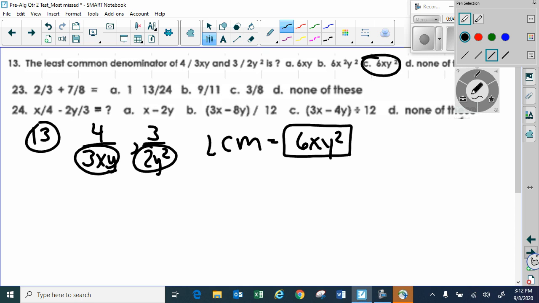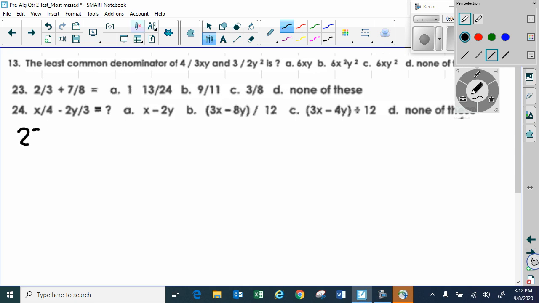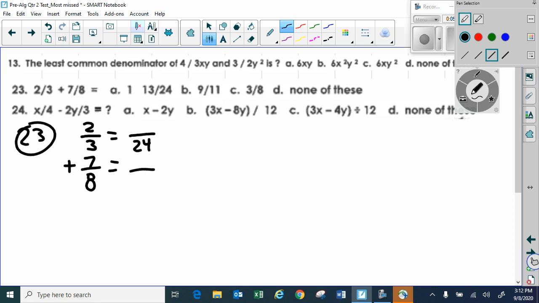Now I'm going to add two fractions. So I'm now applying this to fractions. 23, 2/3 plus 7/8. Get my common denominator between 3 and 8. That's 24. Least common multiple. And how do I make equivalent fractions? Well, 3 times what is 24? 8. So whatever I do in the numerator, I must also do the denominator, vice versa. So I get 16 there.